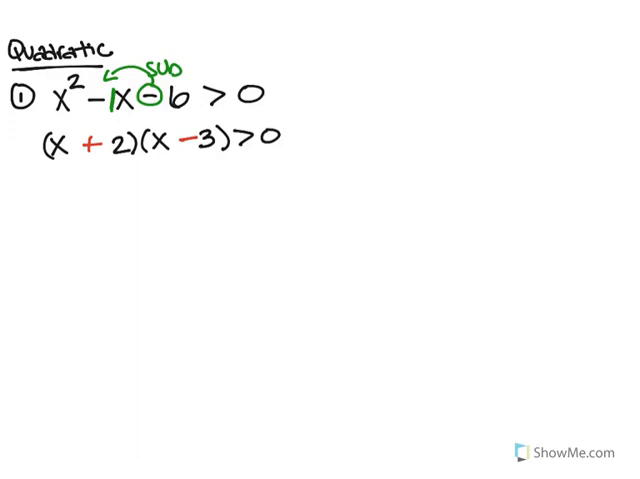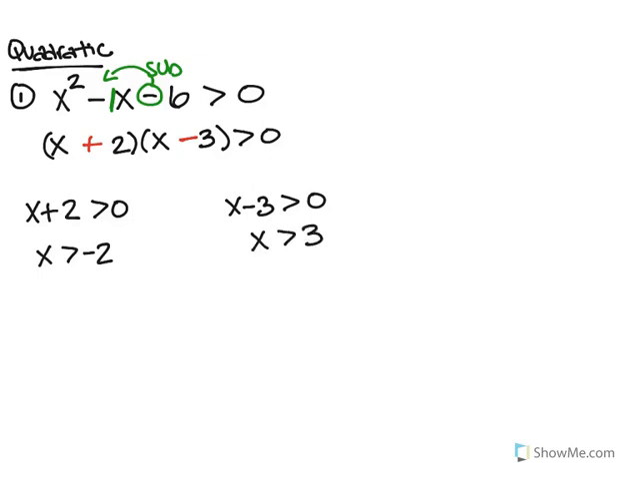Okay? Now, once you have factored, now we're going to set each parenthesis to the inequality. Okay? Same kind of setup, we would set it to 0. That's what that means. So we got x plus 2 is greater than 0, excuse me. And then x minus 3 is greater than 0. So that means x is greater than -2 and x is greater than positive 3.